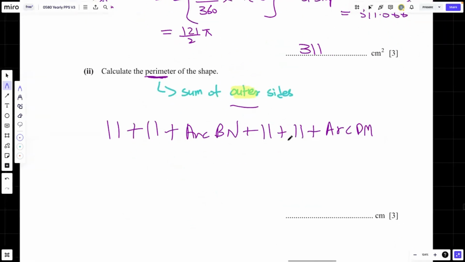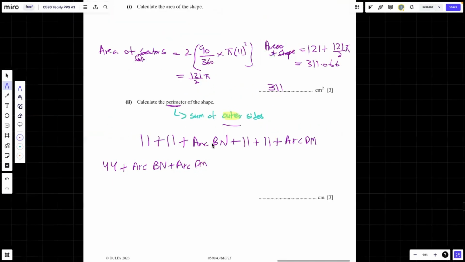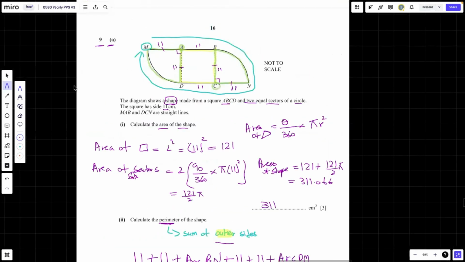Now we have gotten the 11s. Let's just add the 11s up. That's 4 times 11. That's going to be 44. So that's 44 plus arc BN plus arc BN. Arc length is the curved part of the pizza slice or the sector. This portion is the one that we're looking for.